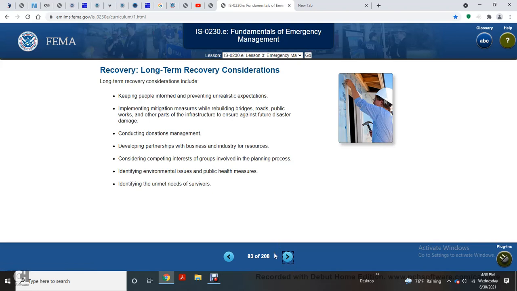Long-term recovery considerations include keeping people informed, preventing unrealistic expectations, and implementing mitigation measures when rebuilding bridges, roads, public works, and other parts of the infrastructure to ensure protection against future disaster damage. They also include conducting donation management, developing partnerships with business and industry resources while considering competing interest groups involved in the planning process, identifying environmental issues and public health measures, and identifying unmet needs of the survivors.